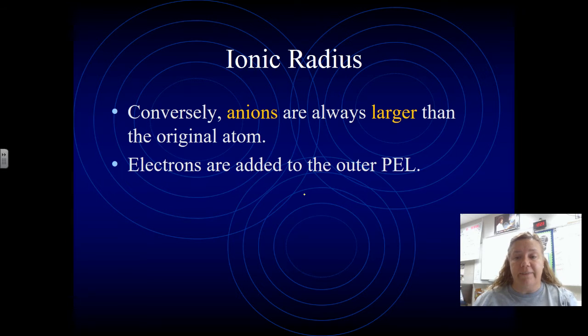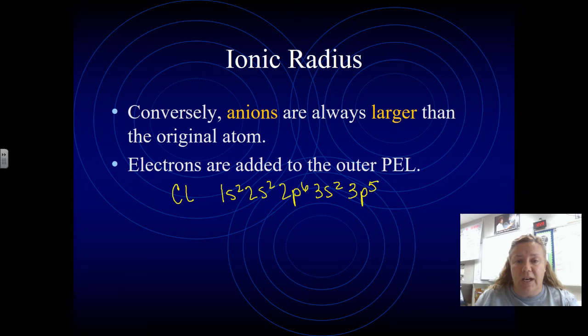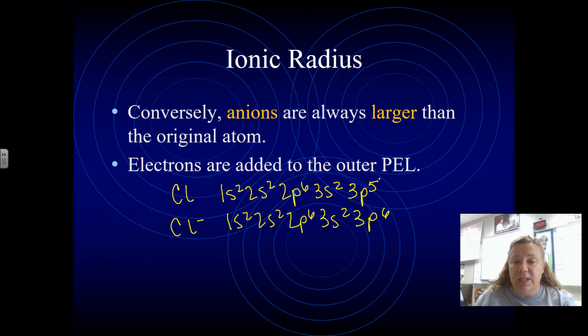Now, in ionic radius, conversely, anions are always larger than the original atom. These electrons are added to the outer principal energy level. Let's take chlorine, for example. Chlorine's electron configuration is 1s2, 2s2, 2p6, 3s2, 3p5. So if we have chlorine minus, we're going to have 1s2, 2s2, 2p6, 3s2, now a 3p6. So let's think about this. We're adding electrons to the outer principal energy level. So instead of losing that entire principal energy level, we're actually filling it.